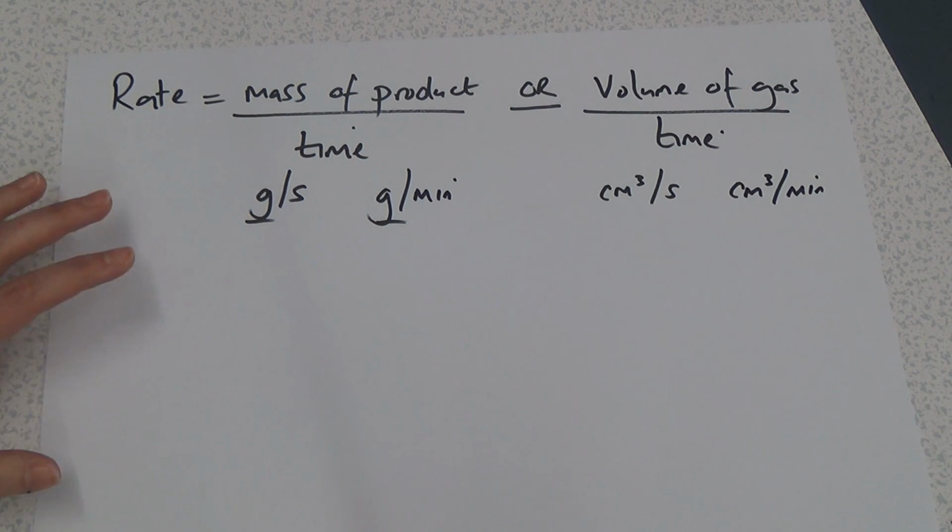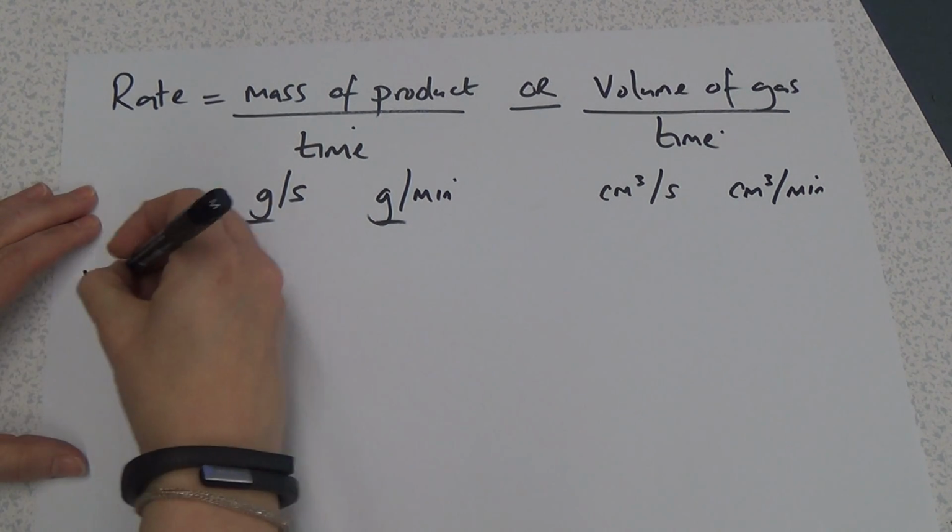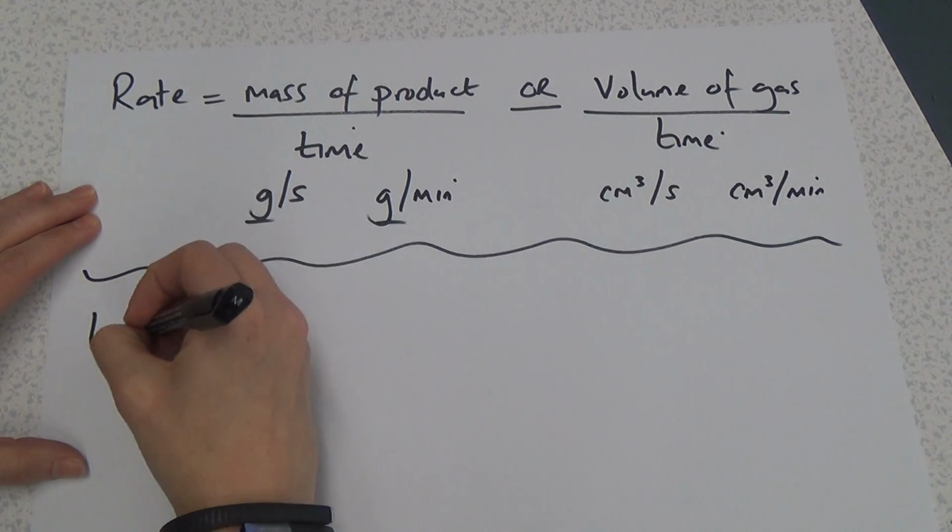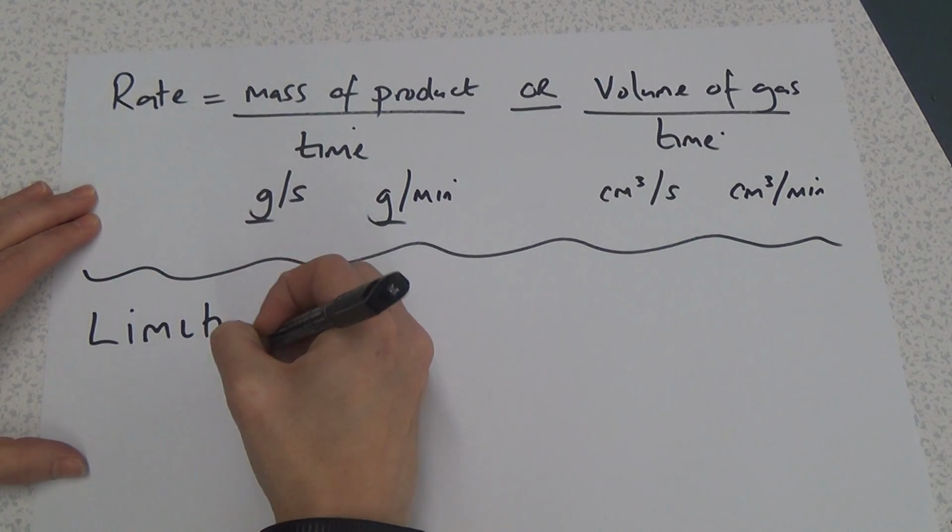Now, the other part of rate of reaction 1 is starting to look at something called a limiting reactant.